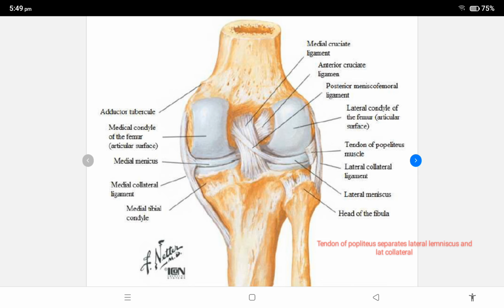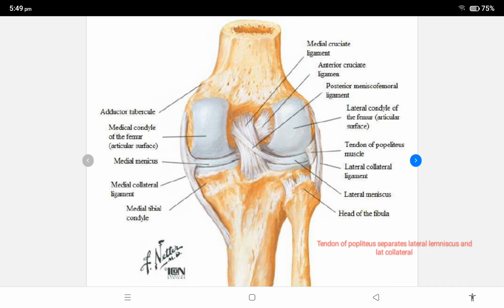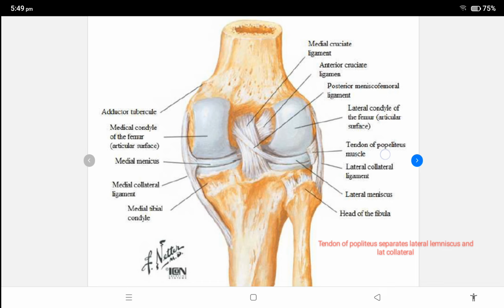Then we have the posterior cruciate ligament and the anterior cruciate ligament. Posterior cruciate ligament, then anterior cruciate ligament. Then is the posterior meniscofemoral ligament. It is not that important. Lateral condyle of the femur. Then is the lateral collateral ligament. The tendon of the popliteus muscle.